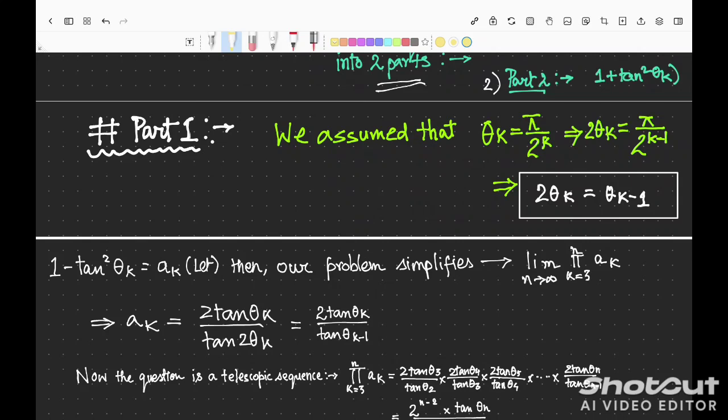So as you know, we have assumed that theta k, a variable, is equal to pi by 2 to the power k. So let's just experiment a bit by multiplying by 2. We know that multiplying it by 2 will reduce the denominator: the power of 2 in the denominator will be reduced by 1. So we can write the following expression, that 2 theta k is equal to theta of k minus 1, right? We have just written this expression with the help of our variables.